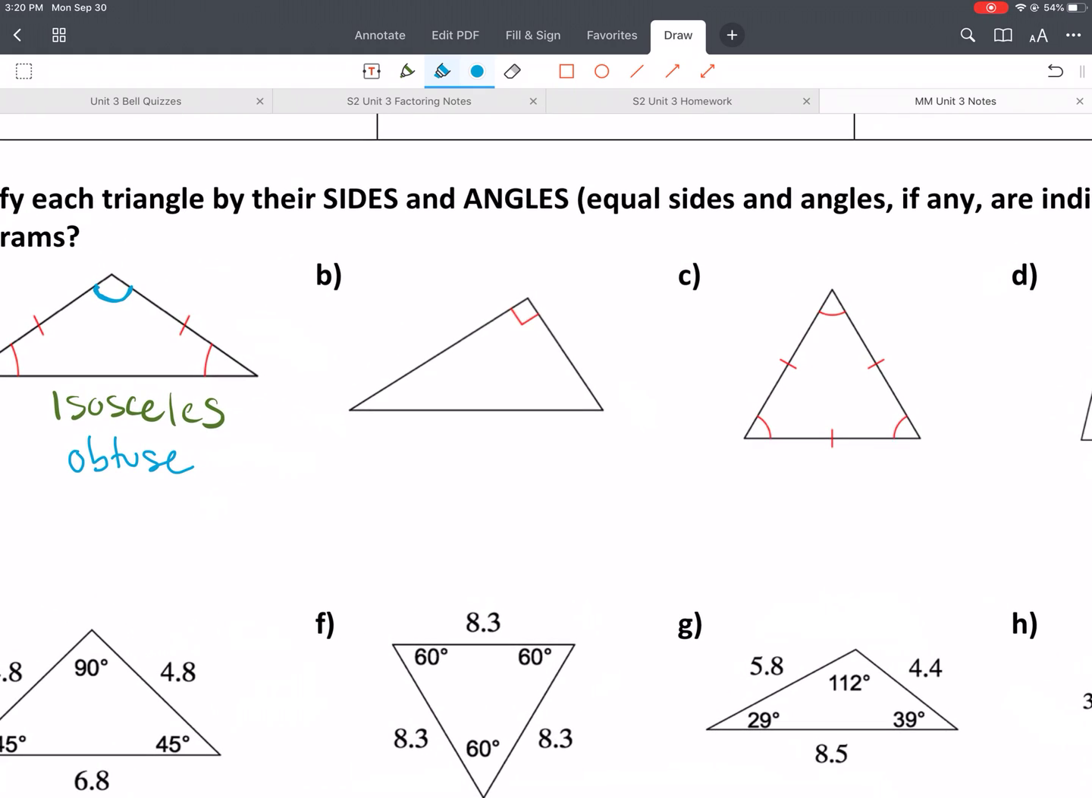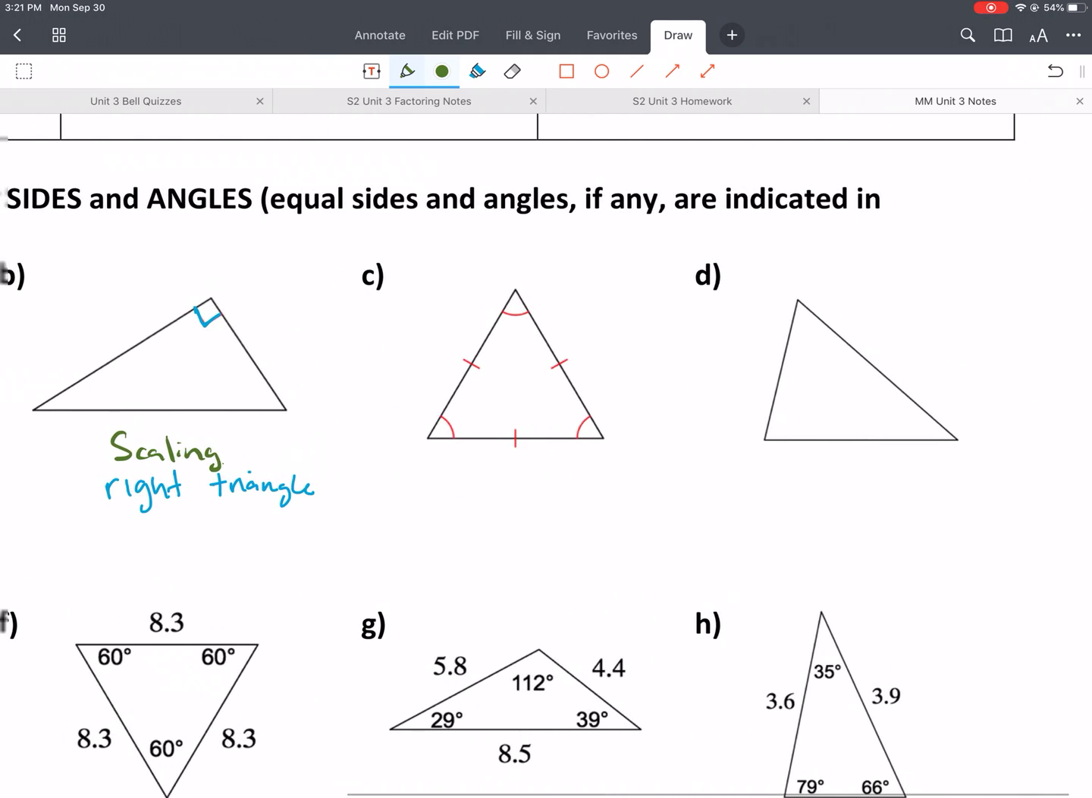Next we have B. We look at that. The first thing I notice is this 90 degrees, which means it's a right triangle. Then if we look at the sides, since there aren't any of those tick marks, we know that it is scalene. Scalene is that none of the sides are the same length, and if any of them are the same, then they will always have those little ticks.